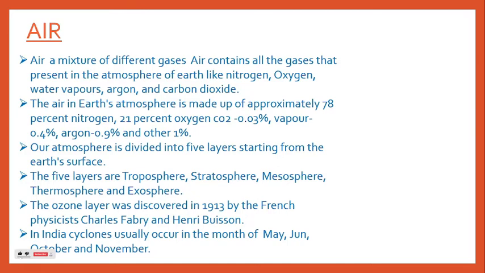In India, cyclones usually occur in the months of May, June, October and November. మనకి యూజువలీ సైక్లోన్స్ ఇండియాలో ఎప్పుడు వస్తాయంటే ఇన్ ద మంత్ ఆఫ్ లైక్ మే, జూన్ అండ్ అక్టోబర్ అండ్ నవంబర్. These are the months when cyclones usually occur in India.